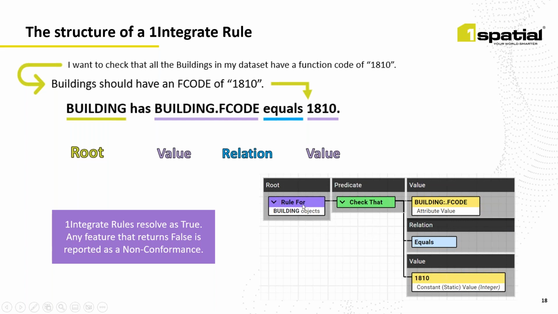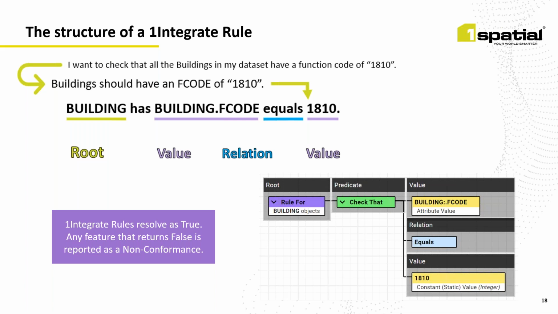So we have our root node for the buildings. We're saying we want to do something with our building features, and the thing we want to do is check that the building feature code equals 1810. This is just a very basic example of what that logic ends up looking like within 1Integrate. And the rules are developed so that they resolve as true, which means that any feature that returns false is reported to the user as a non-conformance.